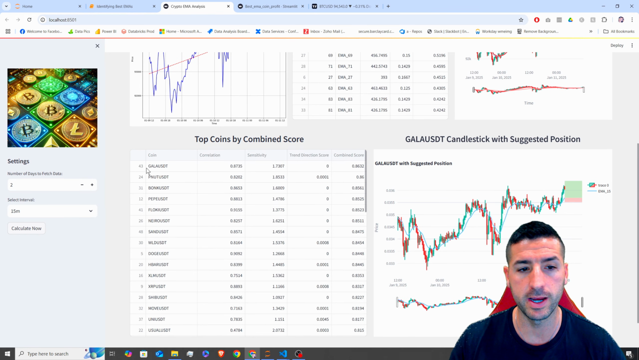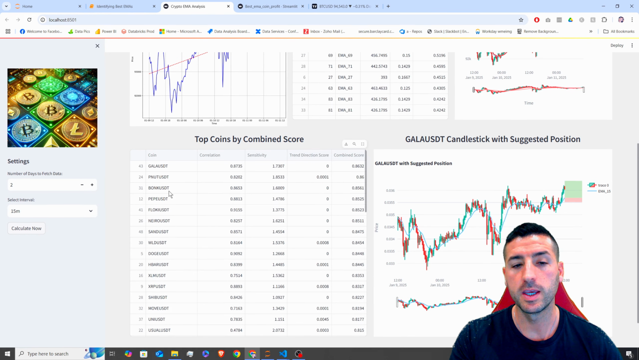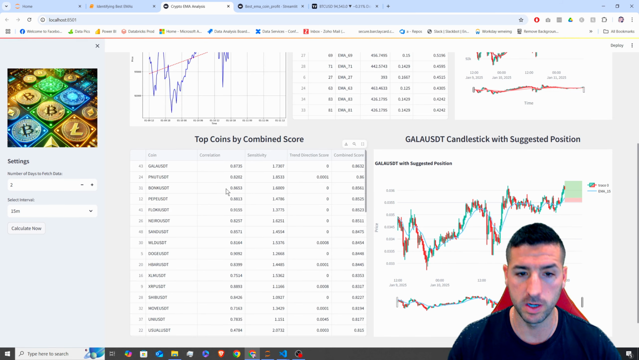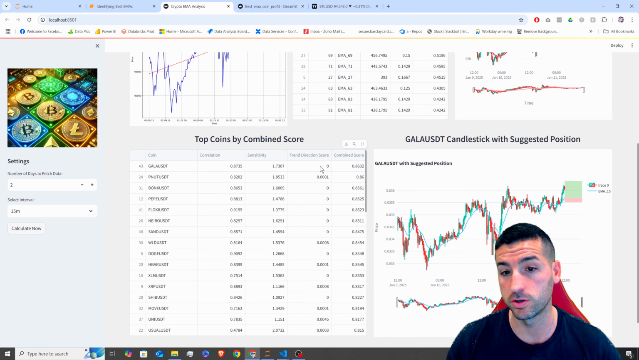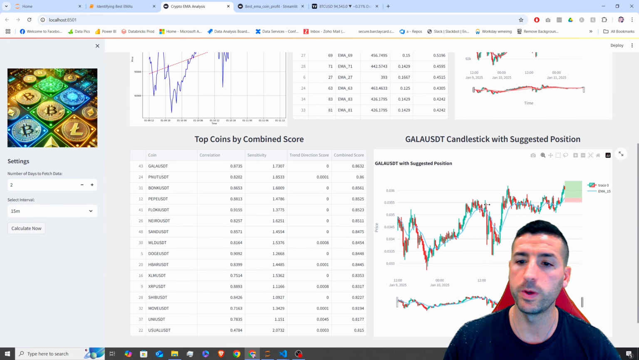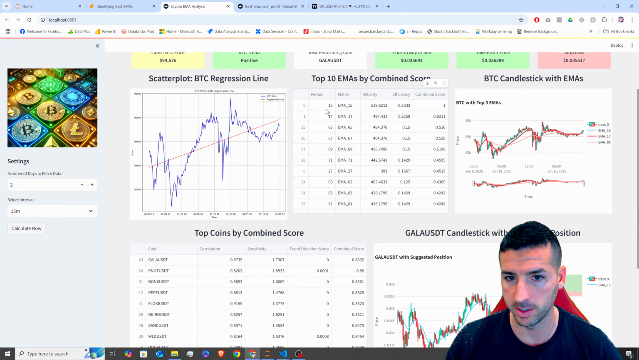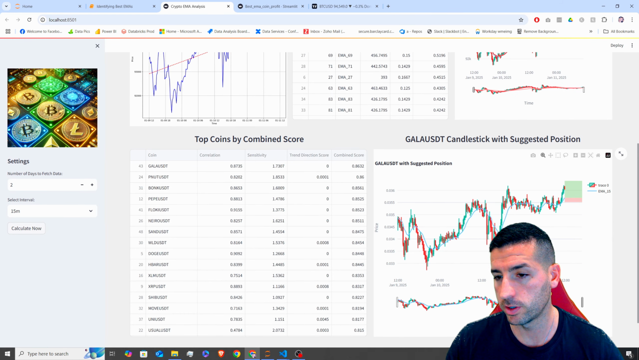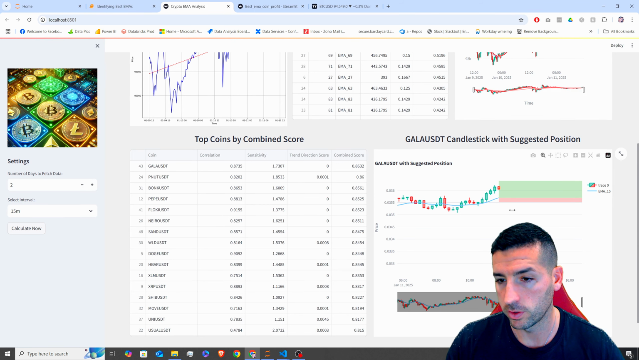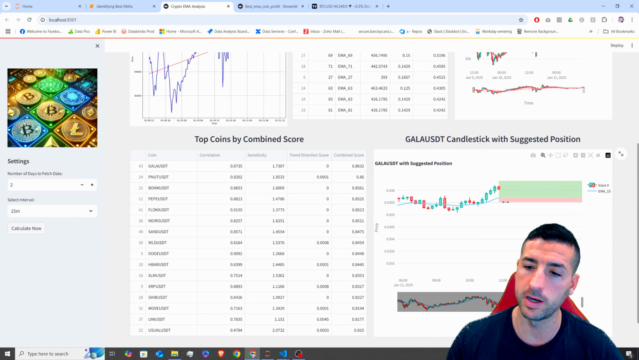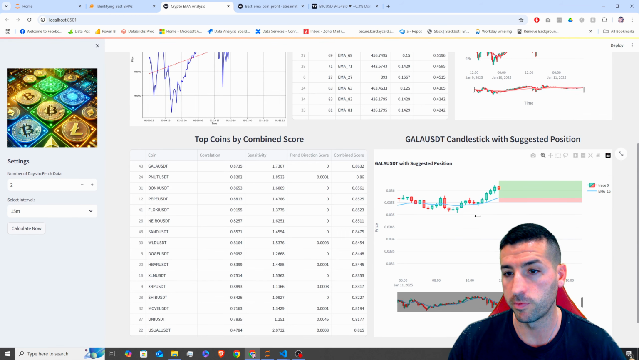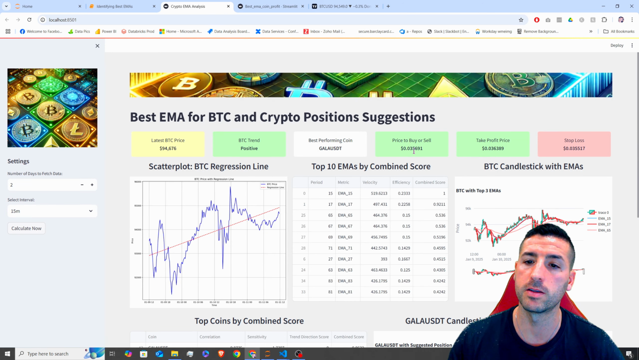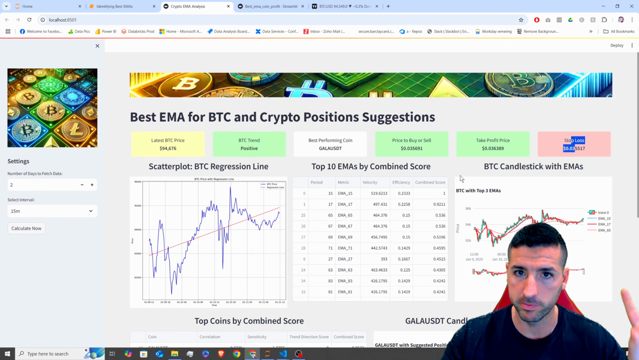Next, over here, we are identifying the best performing coins in relation to Bitcoin using correlation, sensitivity, and trend direction analysis. And then over here, we are using the best performing EMA, which is the 15th one, and then the best performing coin, which is Gala, in order to suggest trades. And if we zoom in, you can see that it says to us, enter over here, exit over here for profit, and exit down here for loss. And if we scroll up to the top, you can see that we get the entry price, the take profit price, and the stop loss price of the best performing coin.